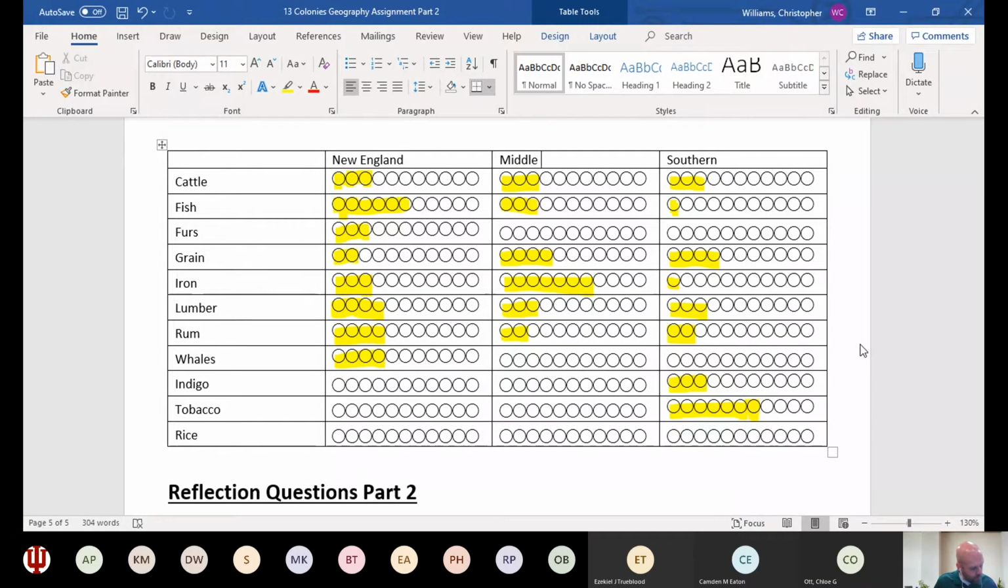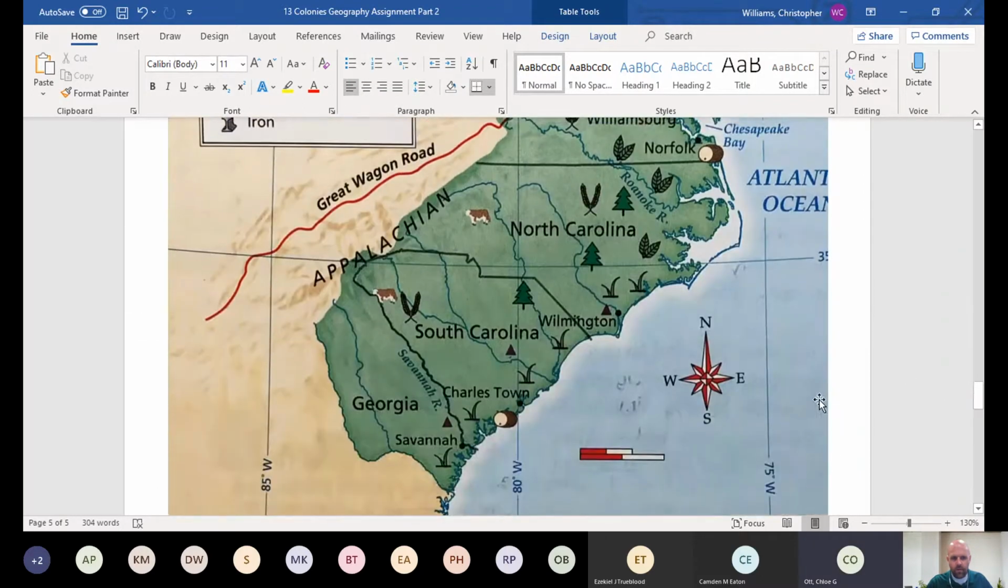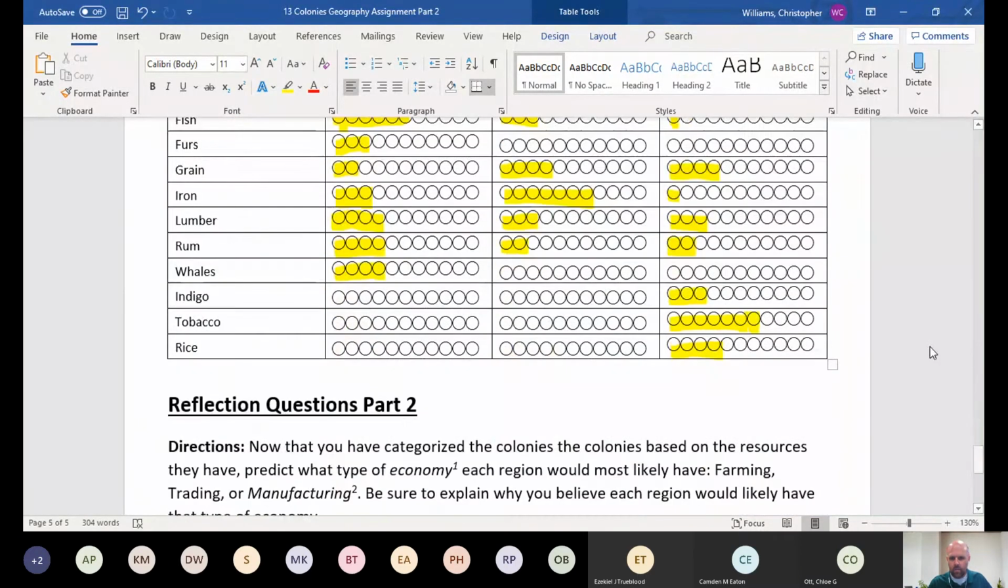Hold on. I've got to get somebody popped in here. What about rice? 4. Okay. Did somebody say something? I counted 6 rice. Let's double check here. All right, we got 1, 2, 3, 4, 5. Yep, I see 6 too. All right, let's make that adjustment.